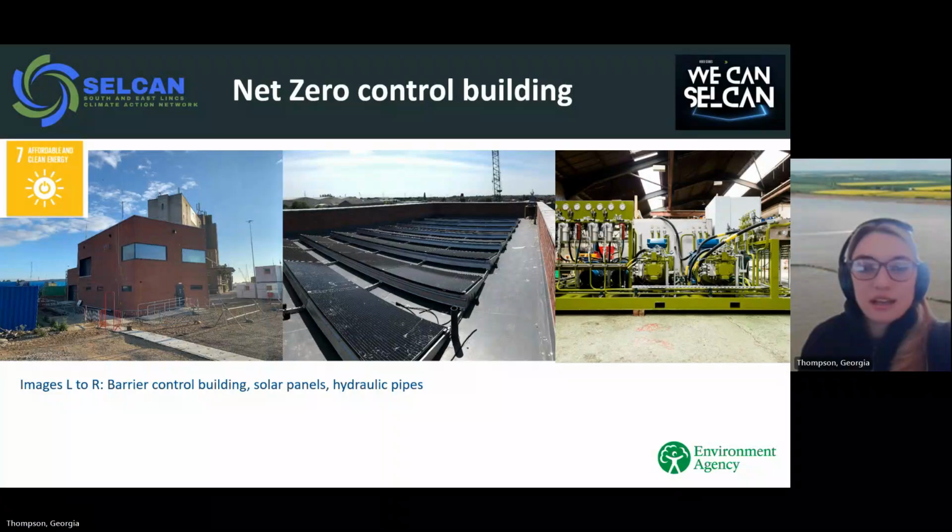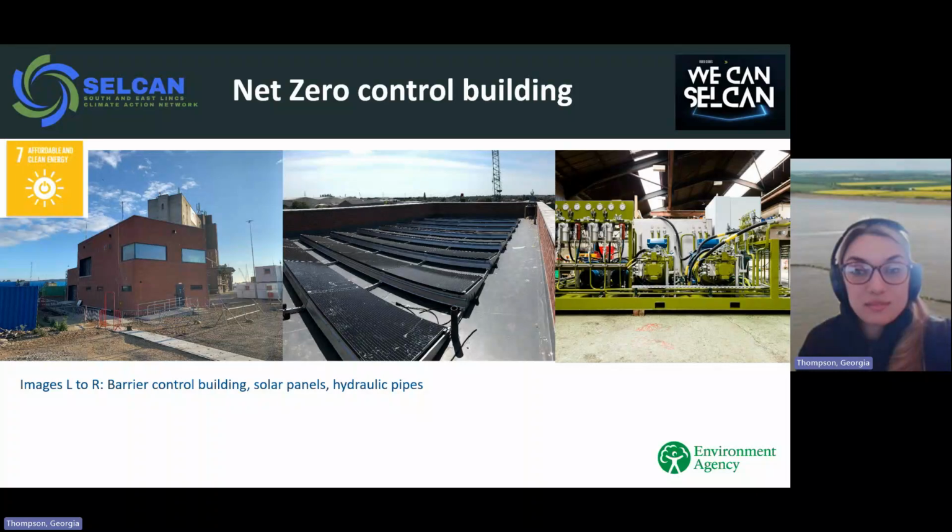Another one we've contributed to is UN SDG 7, Affordable and Clean Energy. The barrier control building was designed to be self-sufficient. We talked about the solar panels before. The building is only used when the barrier needs operating, and the panels produce a lot of renewable power. There's also an air source heat pump to offset the general electrical costs throughout the year.